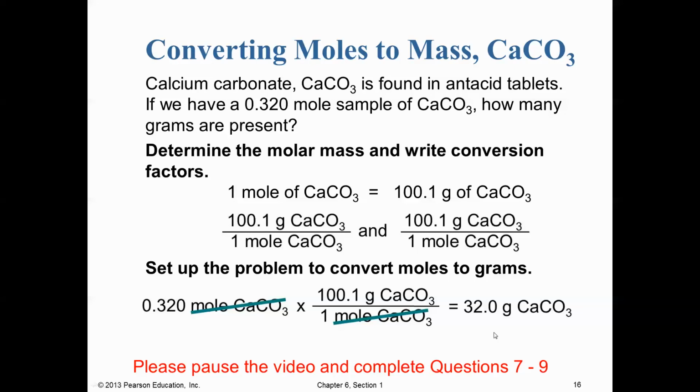And here's another example. We're going in the reverse direction now. If we have 0.320 moles of calcium carbonate, how many grams are present in this sample? Well, we're going to use our molar mass. We sum together the mass of a calcium, a carbon, and 3 oxygens. We end up with 100.1 grams for every mole. 0.320 moles, and then we now have our grams on top and our moles on the bottom, so they cancel with the moles over here, and we end up with 32.0 grams of calcium carbonate being present in that sample.